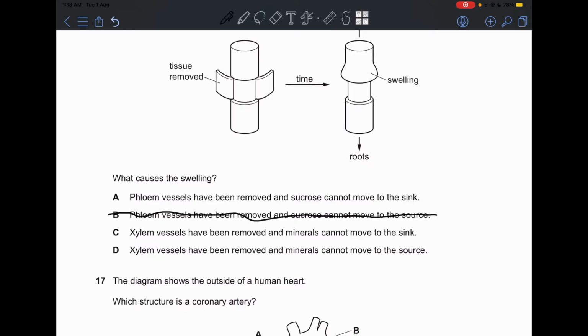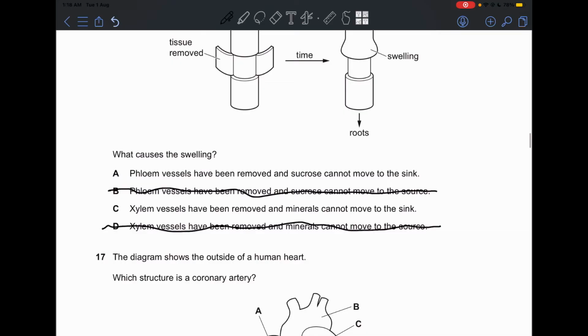Our answer is not going to be B or D because they don't move to the source, they move to the sink. So let's see, option C says xylem have been removed and minerals cannot move to the sink. Now this is partially correct because the minerals do move to the sink, but they are not carried by the xylem. They are carried by another vessel. So our answer is going to be A.